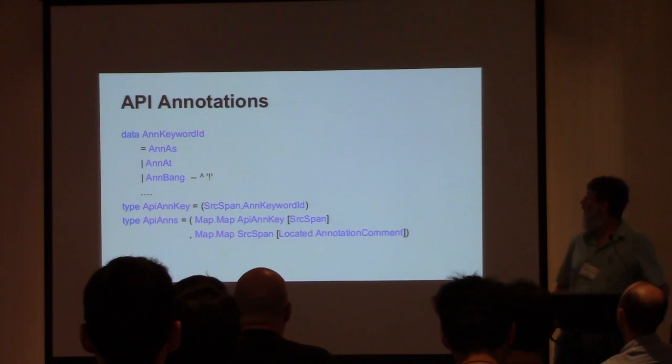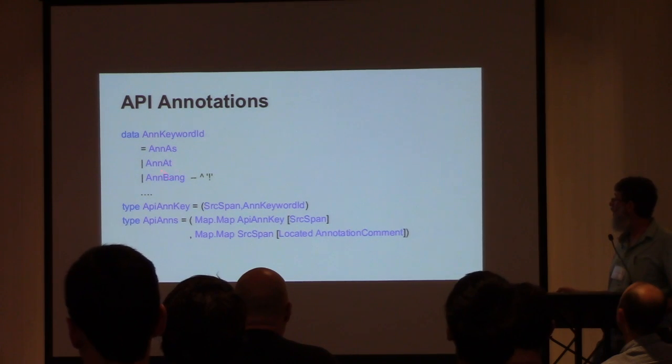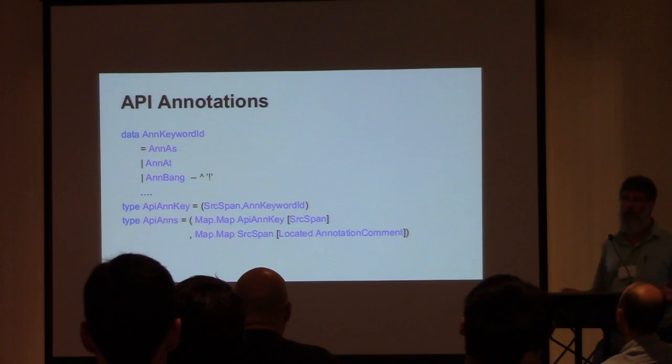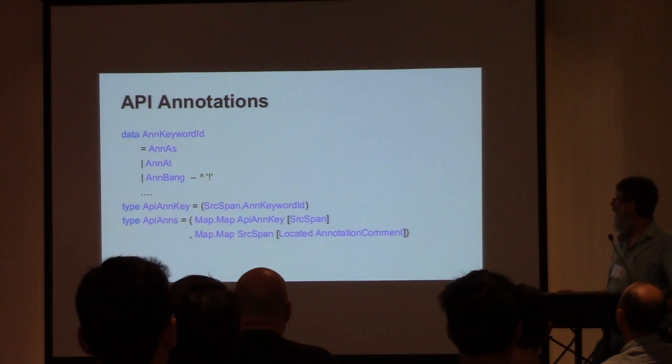The API annotations themselves, this is now part of GHC, introduced the structure which basically just identifies what specific keyword we're talking about. The keywords are tied to a source span.